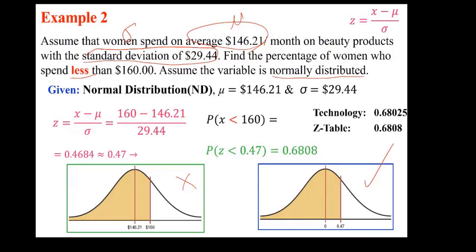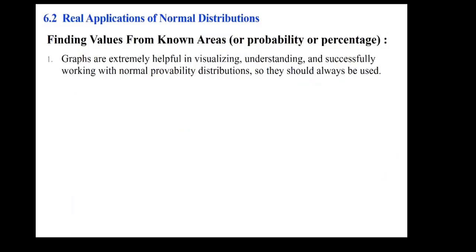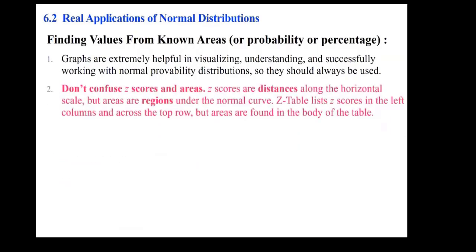We want to find values from known areas or probability or percentage. Graphs are extremely important for visualization, understanding and successfully working with normal probability so we can find the answer. With that being the case, don't confuse the Z-score and areas. Those are two different things. Z-scores are distances along the horizontal scale, but the areas are regions under the normal curve.